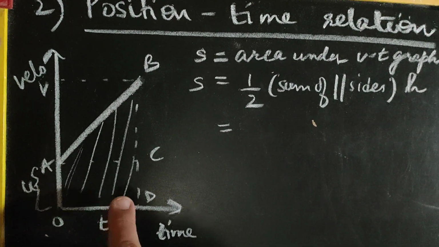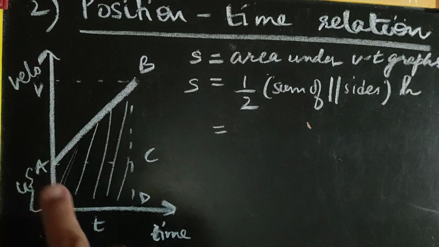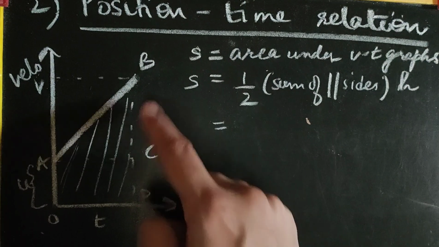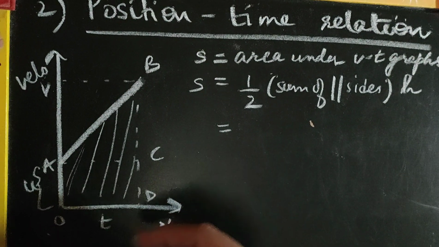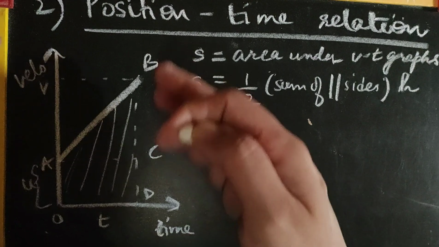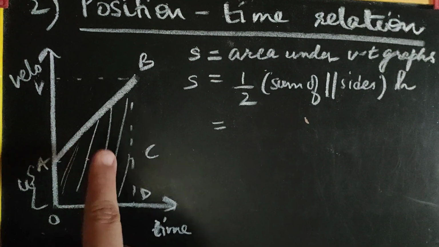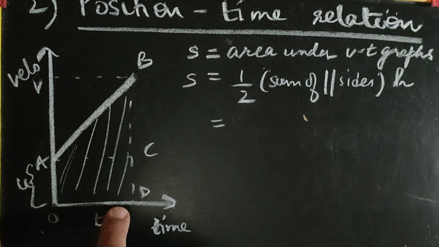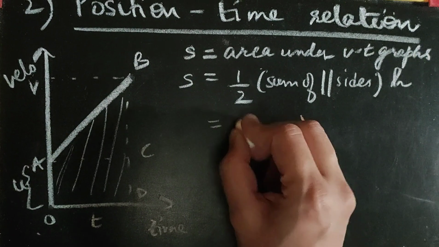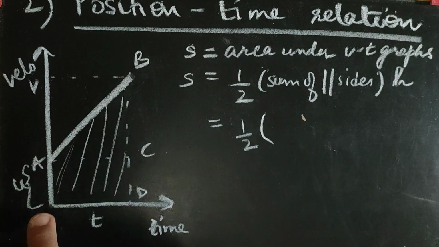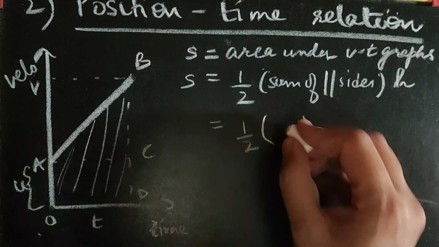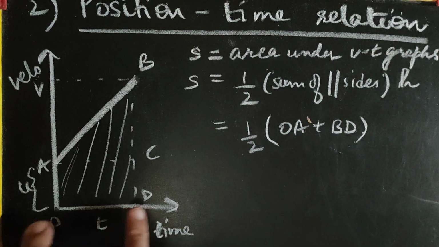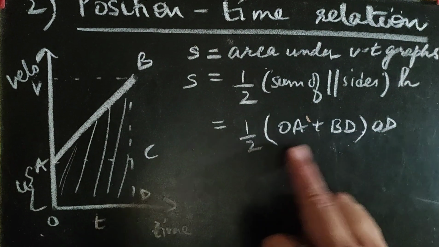I had told you in the previous class also, when we had done the area under the VT graph, that in case of trapeziums, height is not the vertical distance. We have a common conception that height will always be this vertical distance. No. In case of trapezium, height is defined as the distance between the parallel sides. So here, when I put the values in this formula, it would be half, sum of the parallel sides would be the sum of OA and BD, and the height here would be this length OD, which is the length of the time interval.